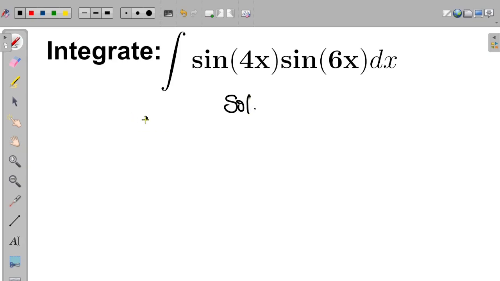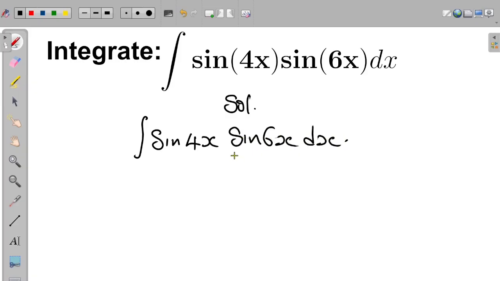Now we have that integral of sine 4x multiplied by sine 6x dx. Now, products of sine and cosines are harder to integrate directly. So to simplify this integration, we are going to use a standard identity, which is the product to sum identity.